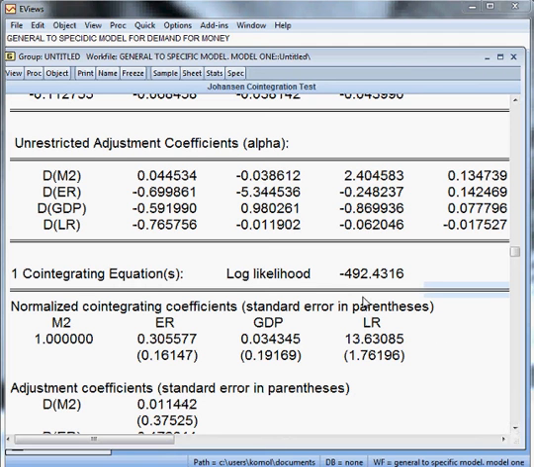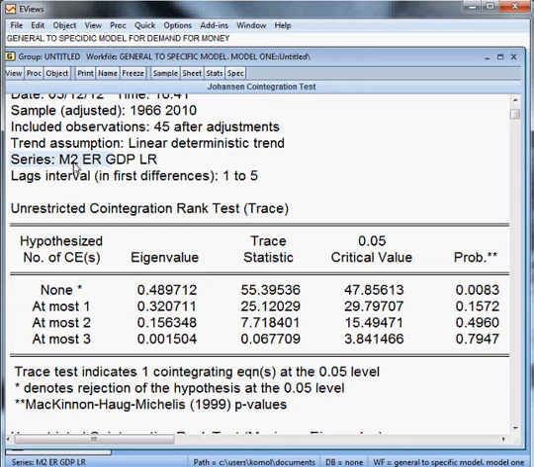Okay, now what is happening here? Our four variables are co-integrated. So now we can run the vector error correction model. So that we shall do now because all the variables are co-integrated.